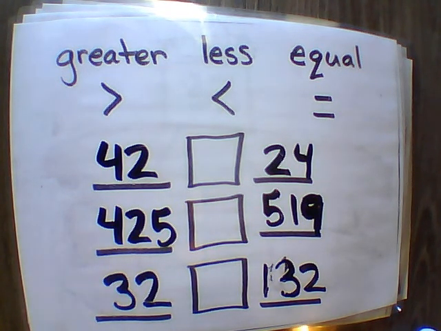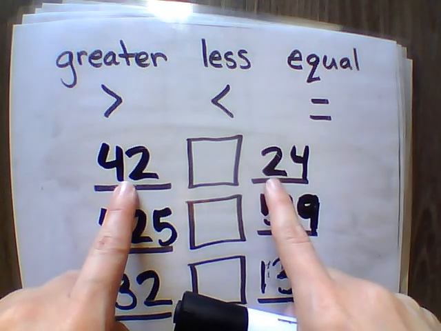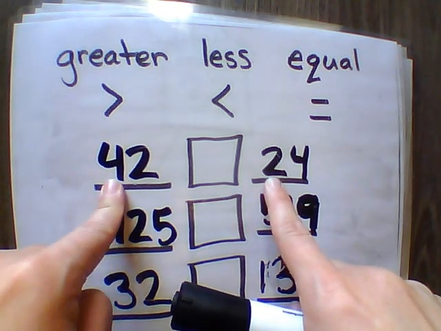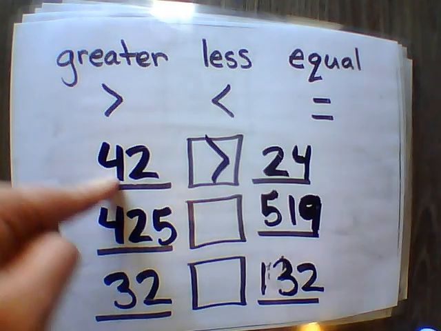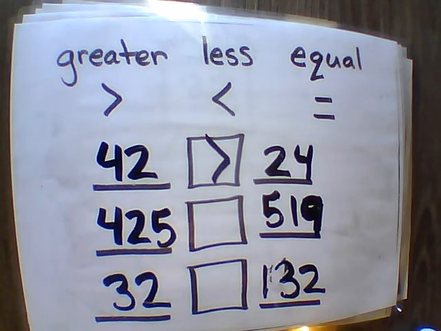Alright, so we have 42 and 24. We touch the 10s. I notice there are more 10s in 42. 4 is larger than 2. So 42 is greater than 24.